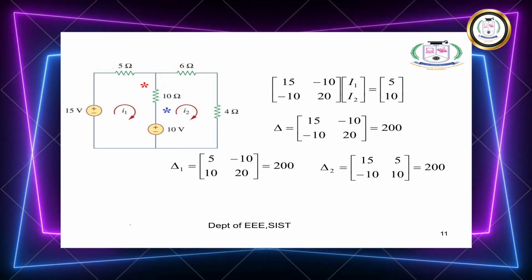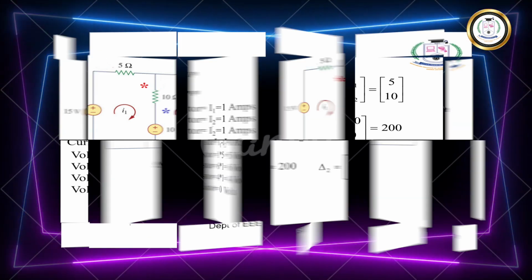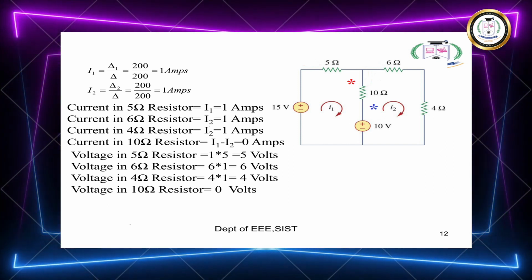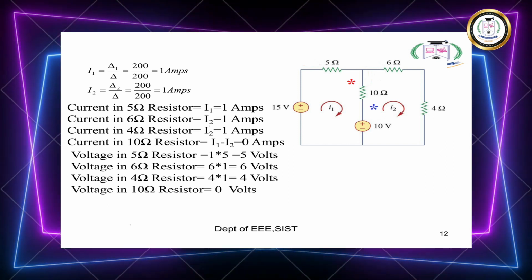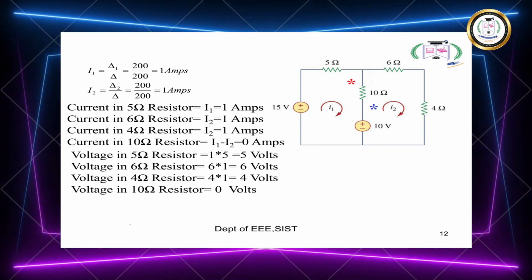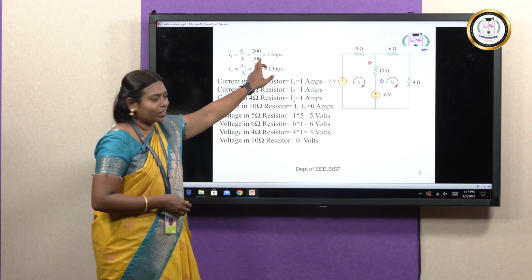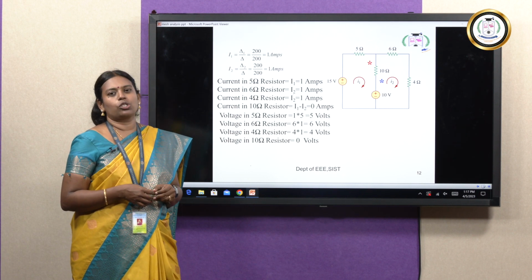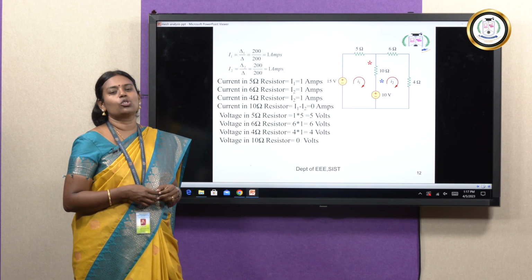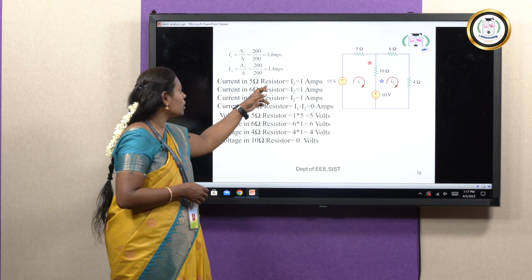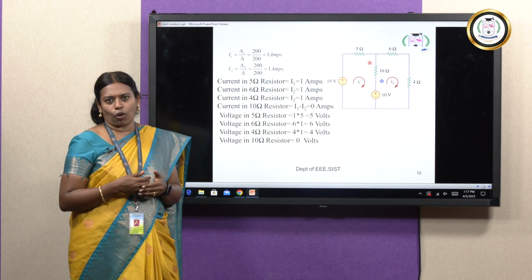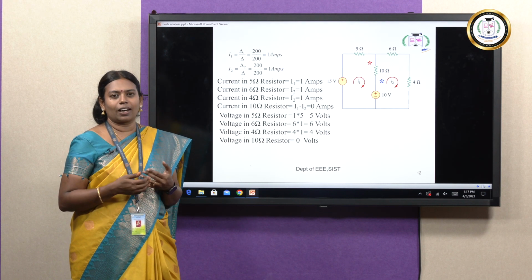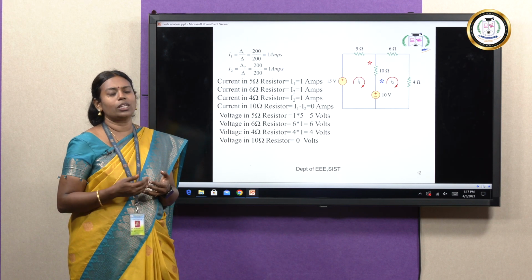Now, let us find the currents I1 and I2. The formula for finding I1 current is I1 equals del 1 by del. My del 1 value is 200, del value is 200. So, 1 amp is my I1 current. I2 current is del 2 by del. Del 2 value is also 200, del value is also 200. So, my I2 will also be 1 amp. Now, we have found the currents by using mesh analysis: I1 as 1 amp and I2 as 1 amp.